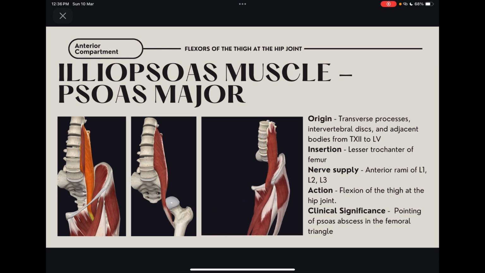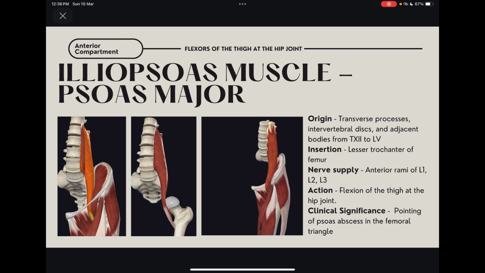The clinical significance of this muscle is that sometimes an infection can happen in the vertebral bodies or around that region because of a certain microbe like staph or tuberculosis. And with this infection, you can have an abscess or pus collection forming. And then ultimately, because of the deep fascia and gravity, this abscess can drop down to the femoral triangle. And we can have a protrusion in the femoral triangle because of this abscess and because of this infection.